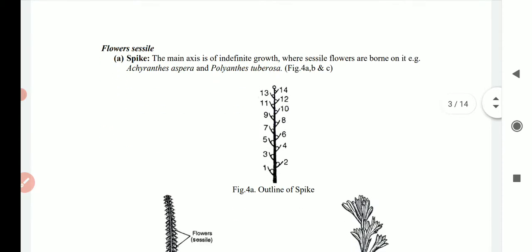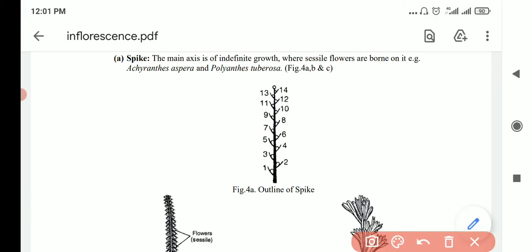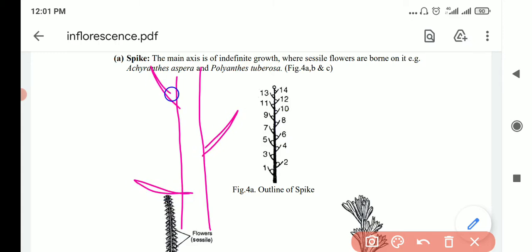The first one is the spike. Now spike is just like this. This is the rachis, no? Then this is the bract. What a bract is, I will tell you in the next lecture. We will do the types of bracts also. Then directly the flower comes here like this. Directly the flower appears. Okay, so very easy from the outline itself.